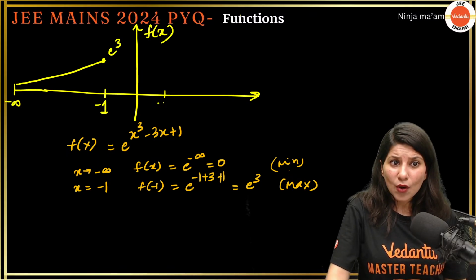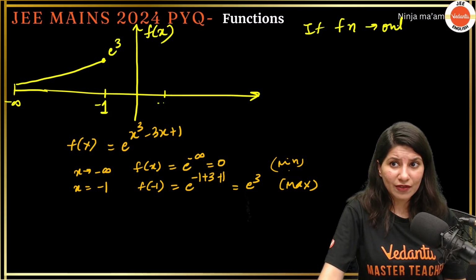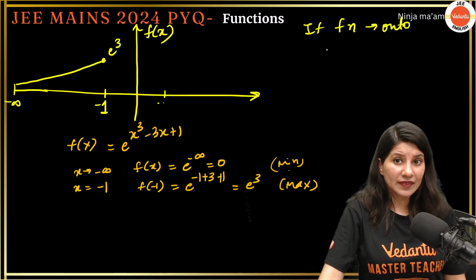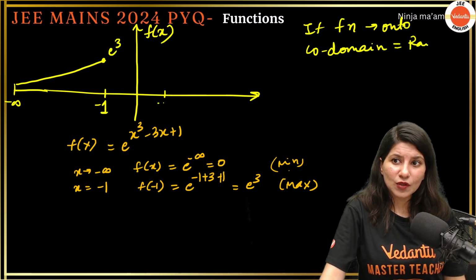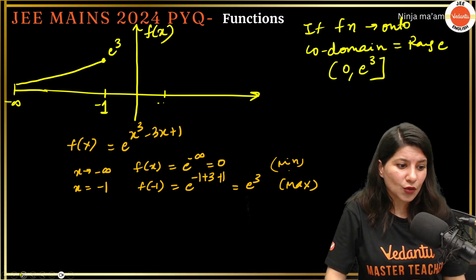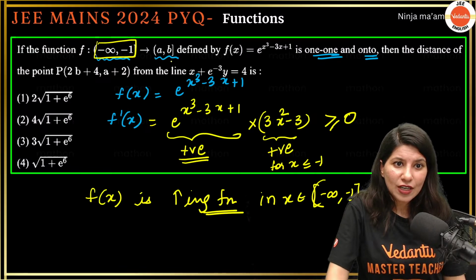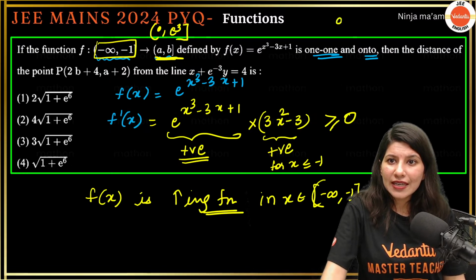So if it is an onto function, because in the question they are giving that your function is onto, that means codomain and range should be equal. So range of this function should be (0, e cube), 0 open, e cube close. This is your codomain, or you can call it range. So a is coming out as 0, b is coming out as e cube.